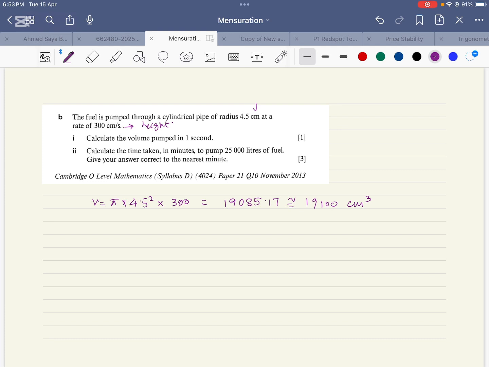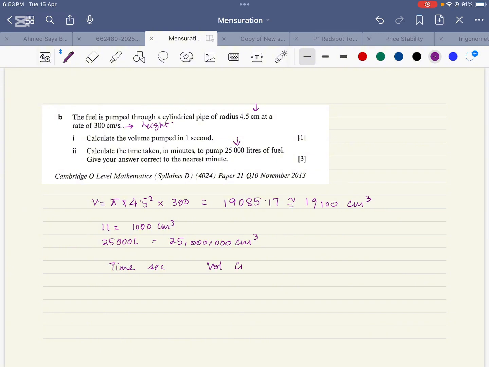Now we can see that here the unit is centimeter, so we have to change 25,000 liters into centimeters cube. 1 liter is equal to 1000 centimeters cube. 25,000 liters is equal to 25, 3 zeros increase, centimeters cube.